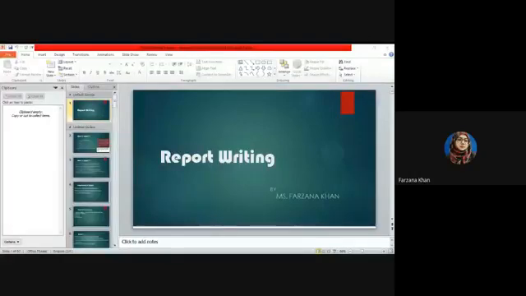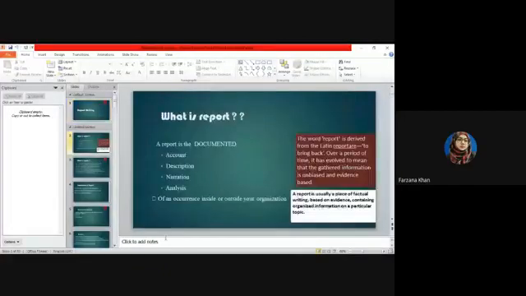So, on your request today, I'll again elaborate the topic of report, that what is basically report and what are the basic characteristics of report. And after that, I'll elaborate again the types of report one by one. Starting from the report, let me show you the slides. Here, the slides are visible to all of you. We are going to start our topic of report writing, starting from what is basically report.